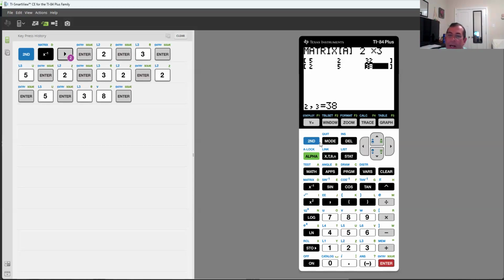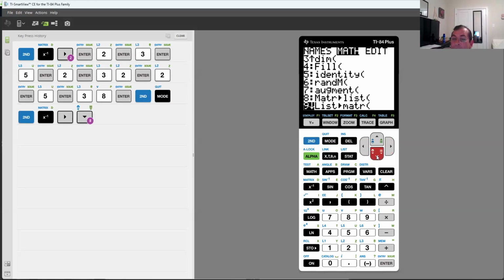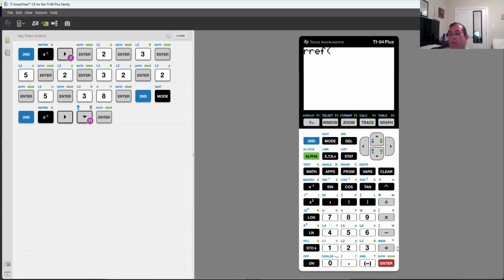So now that my matrix is in there, I'm going to quit the screen by hitting second mode. So my matrix is in there. So now to make it find my answers, I'm going to hit second x-1 again. I'm going to arrow right and hit math. And then at math, I'm going to arrow down and get to RREF. So you want RREF highlighted and hit enter. It's going to bring the RREF on the screen. This is what reduces the matrix down to give me my answers.